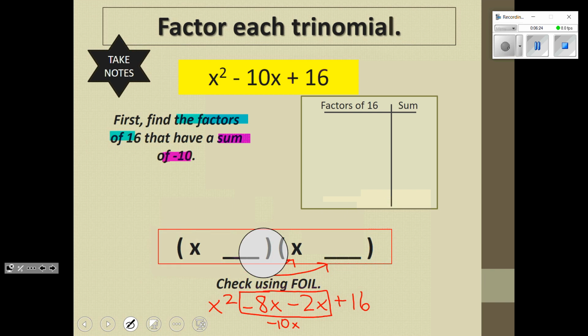So we're doing reverse FOIL. We're taking something that's been FOILed and we're undoing it.